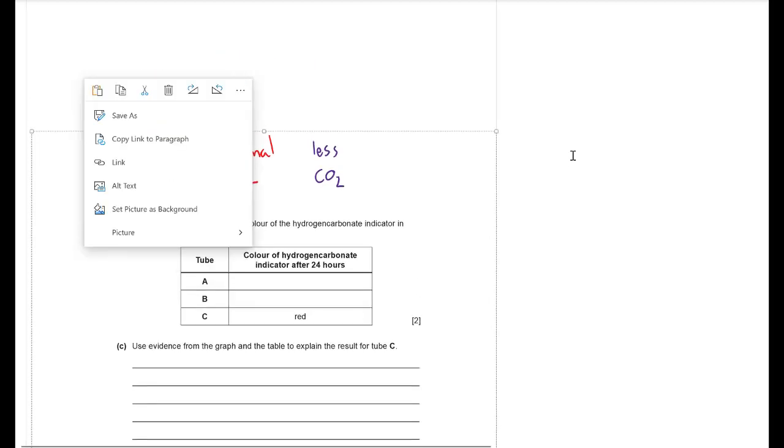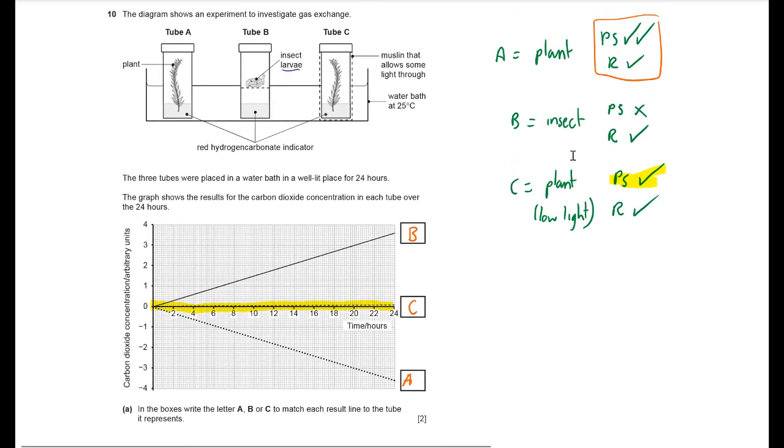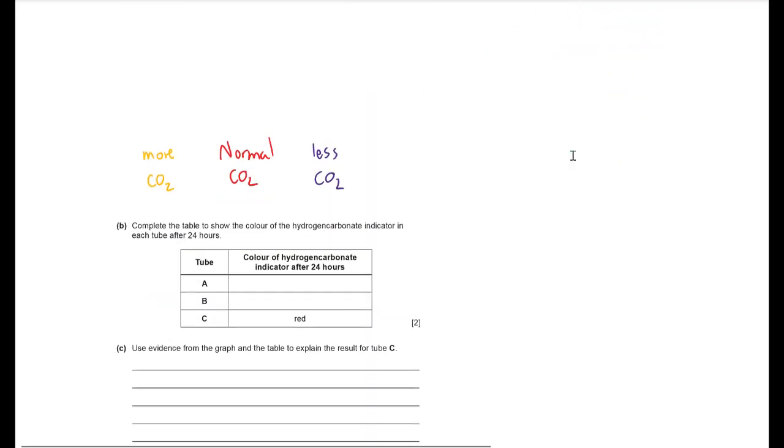We then have to show the colour of the hydrogen carbonate indicator in the test tube after 24 hours. So remember, red is normal CO2, yellow is more CO2, and purple is less CO2. So, test tube A, we said that photosynthesis and respiration can take place, so it should go purple, because there will be less CO2 than normal. And that is because photosynthesis happens at a greater rate than respiration.